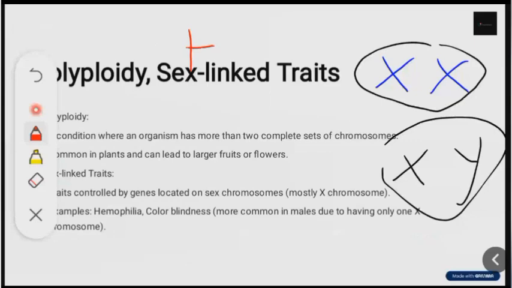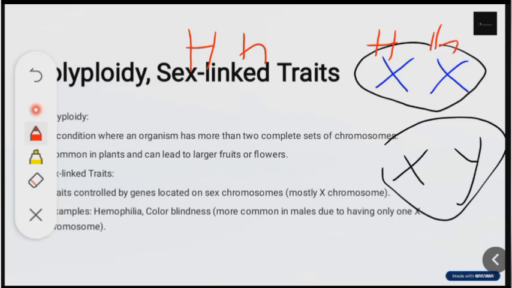Capital H means you have hemophilia. Small h means you don't have hemophilia. Now, we have two X in females. One of the X alleles is defective, that is, it was spoiled by some mutation. That X chromosome has a defective allele, which is capital H. The other X is normal. It does not have hemophilia.